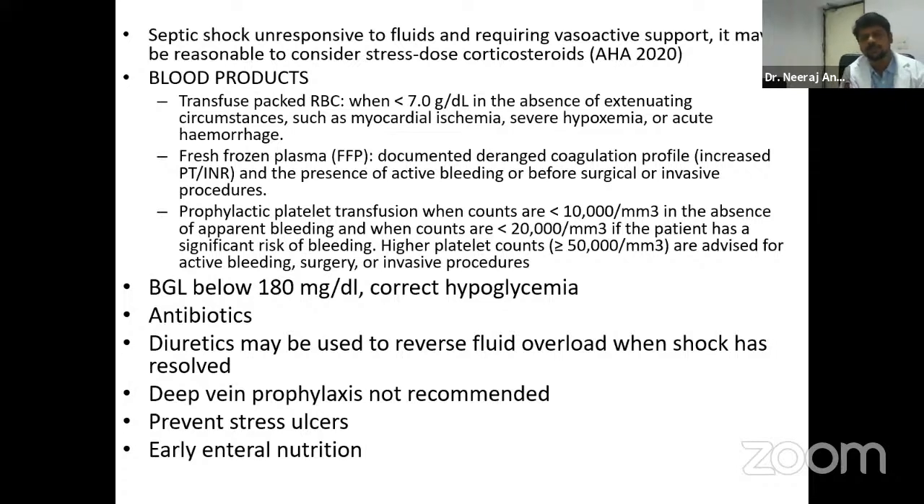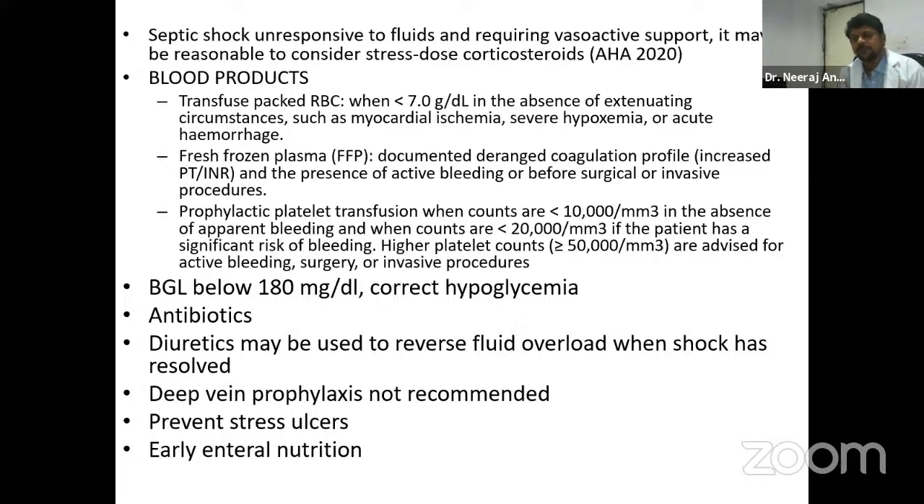FFP is to be given if the patient is having a deranged coagulation profile, or if there is any active bleeding, or if we are going for any surgical or invasive procedure and the patient is having a deranged coagulation profile.